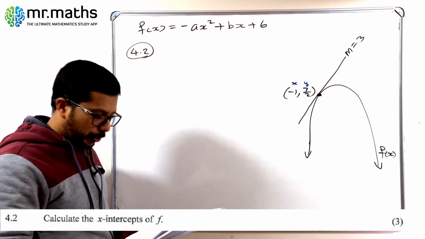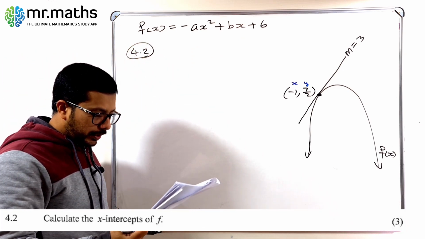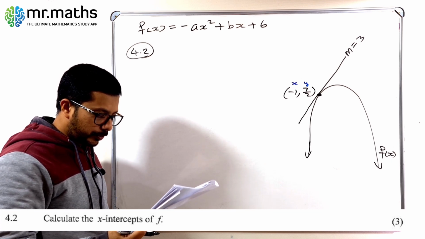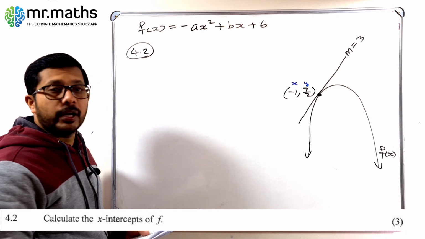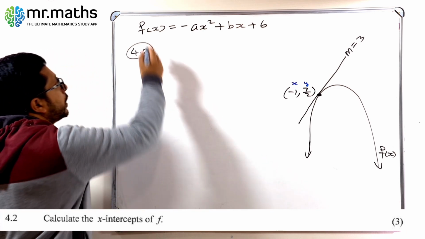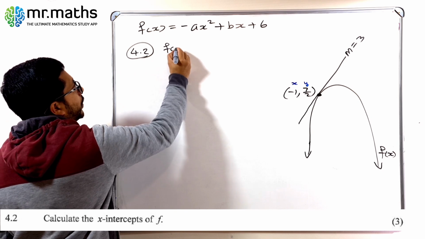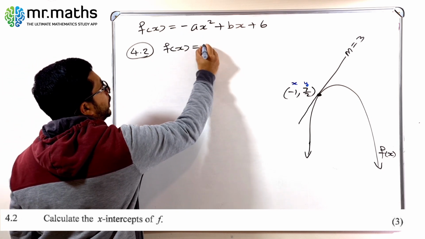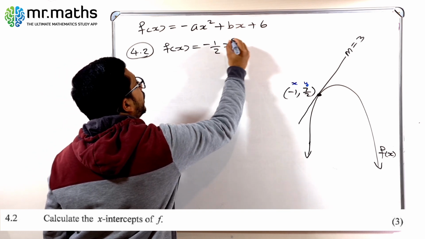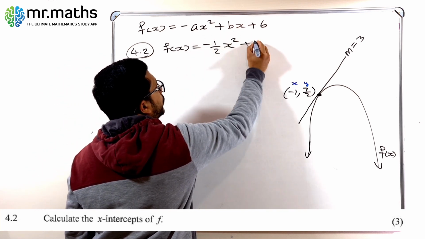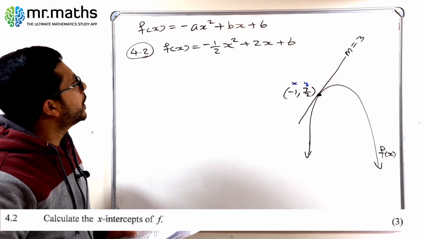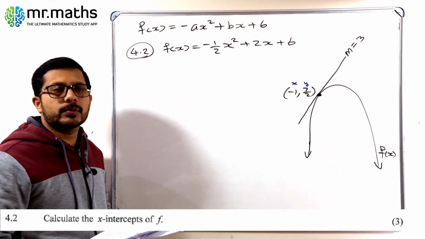What is question number 4.2, guys? Calculate the x-intercepts of f. You have to find the x-intercepts of f. So now what is the value of a and b? a is minus half and b is equal to 2. So now what is our f of x? f of x is equal to a x square plus b x plus 6. a is minus half, b is 2. So now our equation is minus half x square plus 2x plus 6.